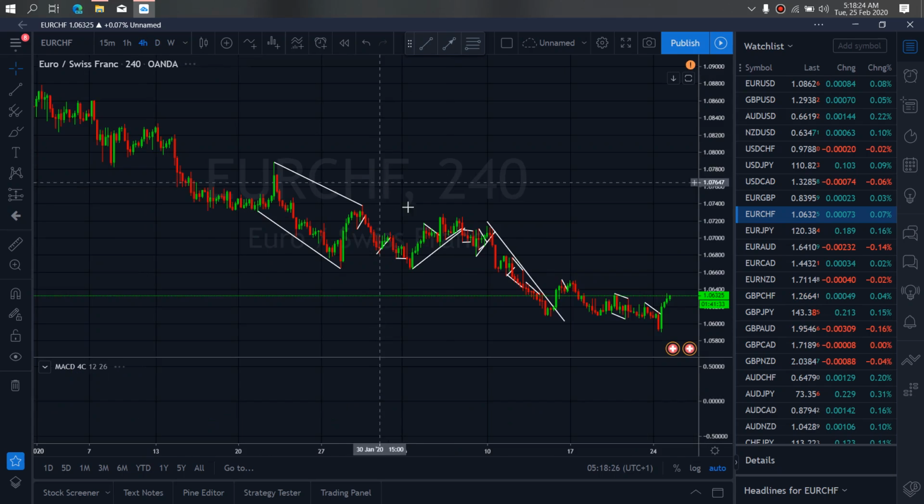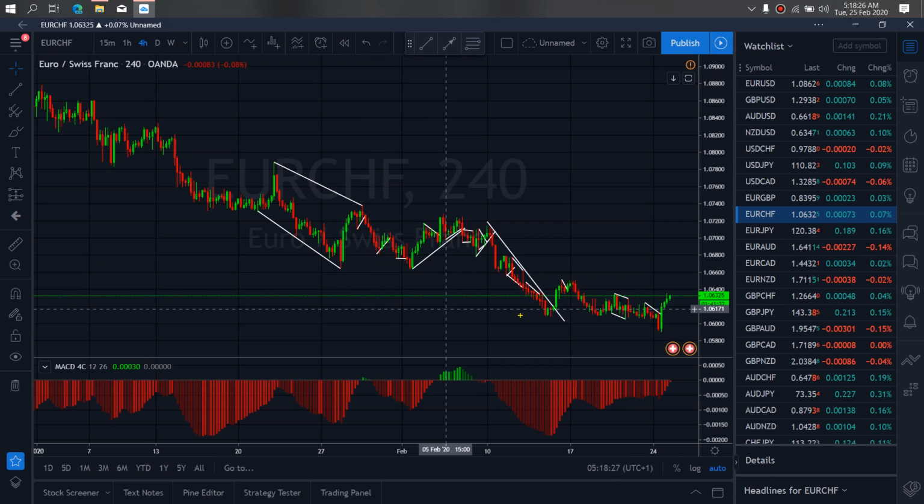We zoom to the 4-hour time frame. You see on the 4-hour, this looks like an ABC flat right now. So we want to watch to see if they will drop once more before they give us this buy opportunity, or if this is the start of that buy.